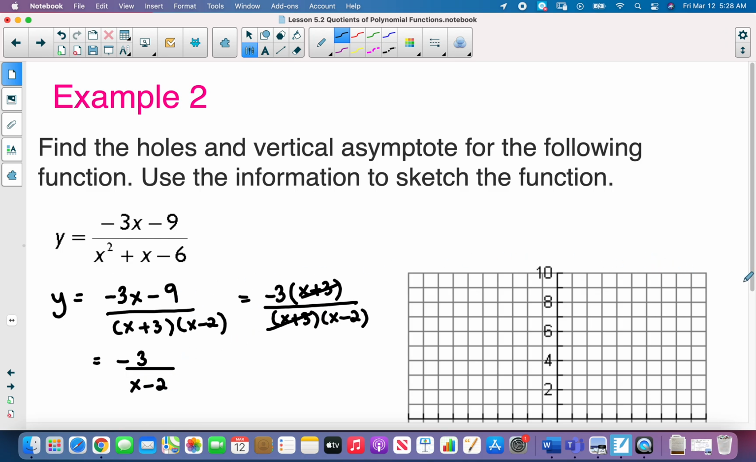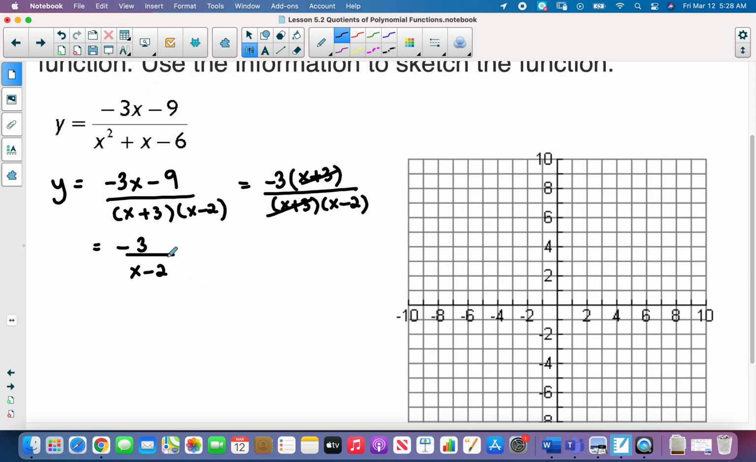So how do we graph this? Well, this would look like the graph of a reciprocal function, which has a vertical reflection and has been shifted horizontally to the right by 2 units, right? So you're going to have a vertical asymptote at x equals 2.